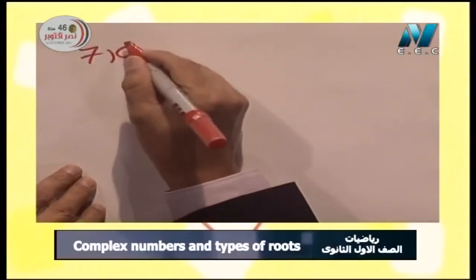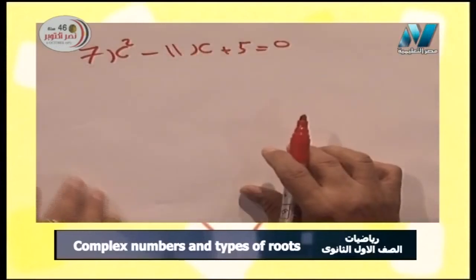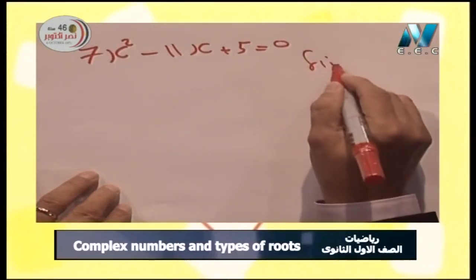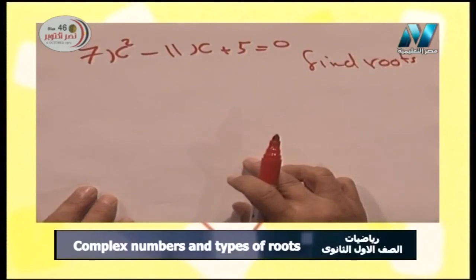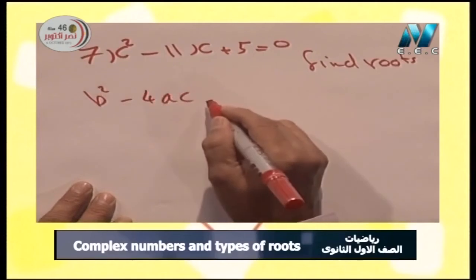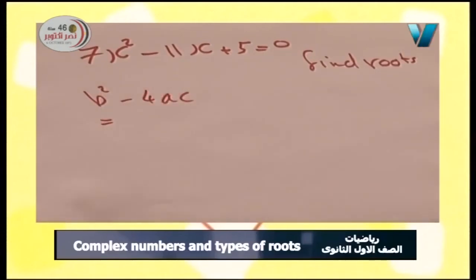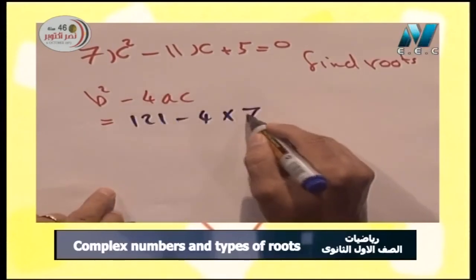Okay, we have another example here. Determine the two roots of the equation 7x² − 11x + 5 = 0. We will find the discriminant, b² − 4ac. b² will be 121 minus 4 times 7 times 5.